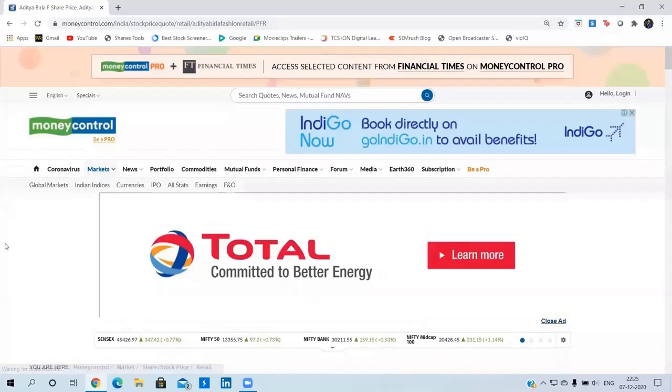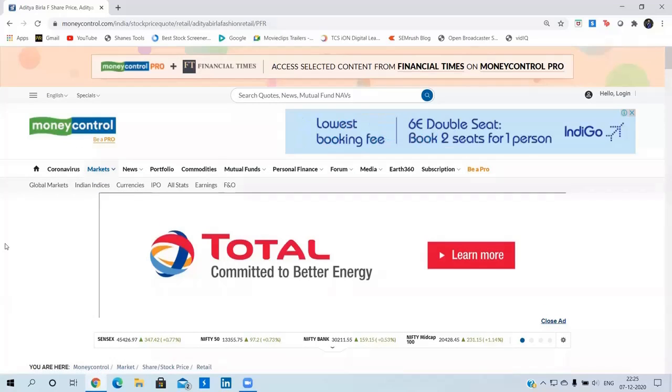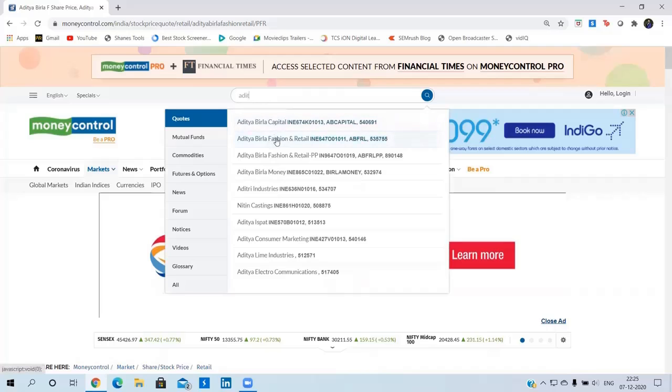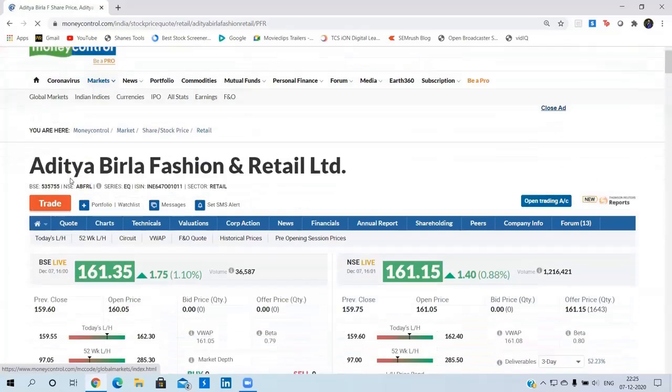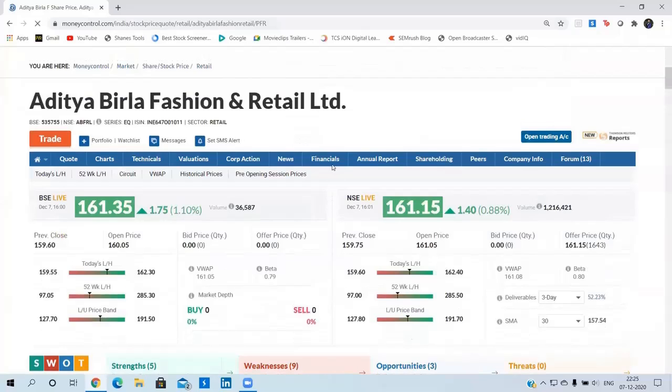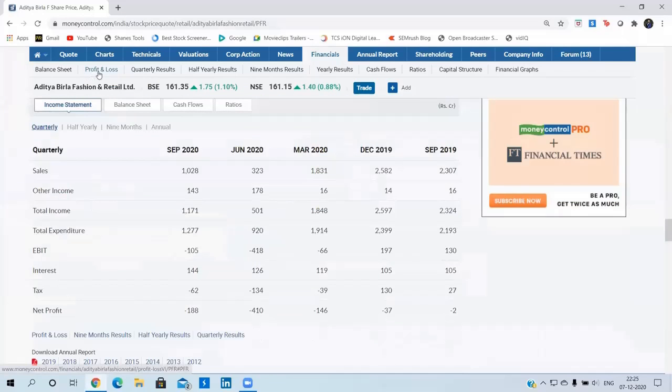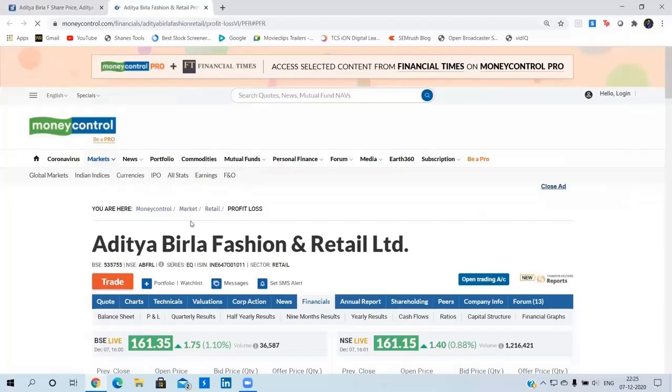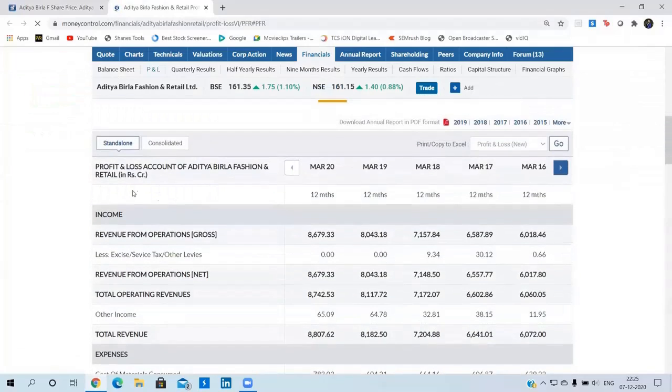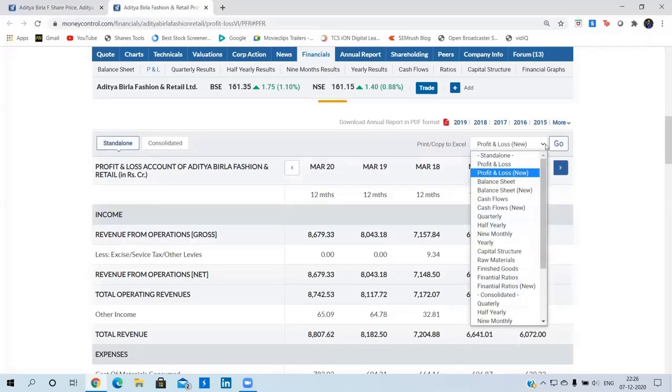So guys, let's now download and analyze the profit and loss statement for Aditya Birla Fashion Retail. What you need to do is search Aditya Birla Fashion and Retail. Then under this blue bar, go under Financials, and then the second option, Profit and Loss. Scrolling down, here is your profit and loss statement in the new format. Make sure that you are downloading the balance sheet, profit and loss statement and cash flow under the new format.